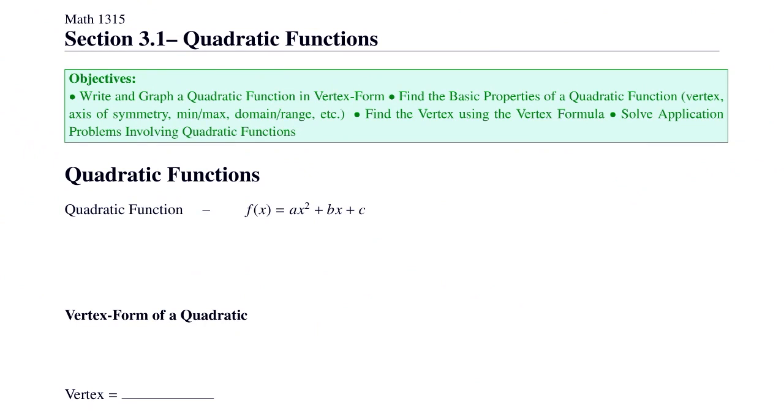Today we'll look at quadratic functions. A quadratic function is basically f of x is equal to ax squared plus bx plus c. Notice that for it to be a quadratic function, the highest power has to be 2, and that the a cannot be equal to 0.